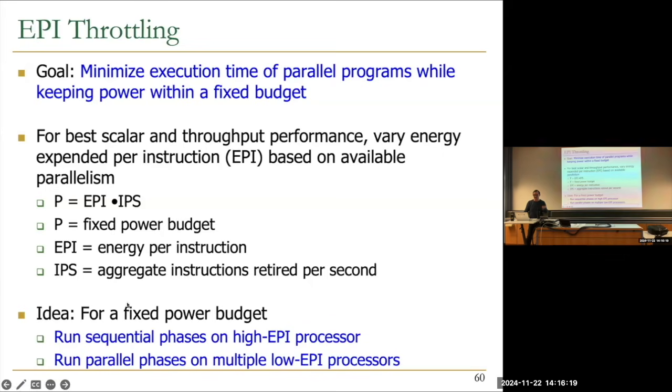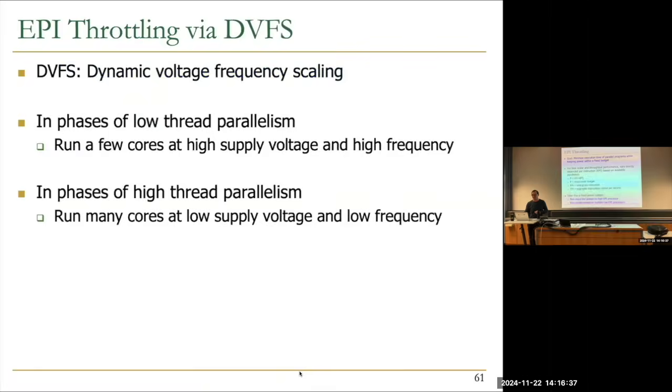So I've already said this, I think. For a fixed power budget, run sequential phases on a high EPI processor, high energy per instruction processor, and run parallel phases on multiple low energy per instruction processors. And now we have asymmetric multi-core again. Okay, so that's one way of achieving it, right?